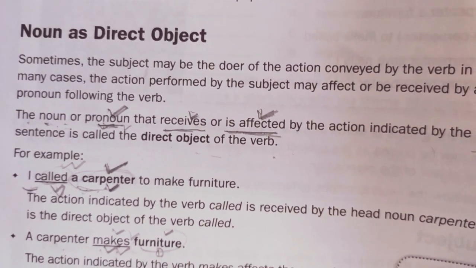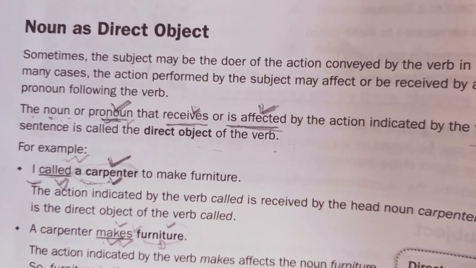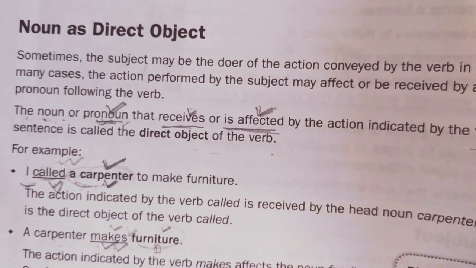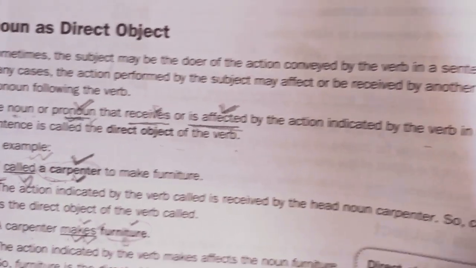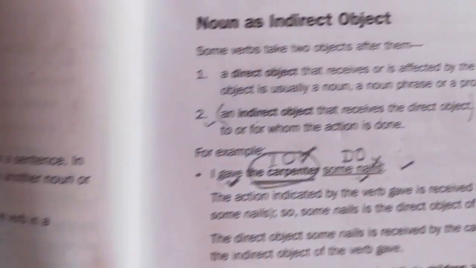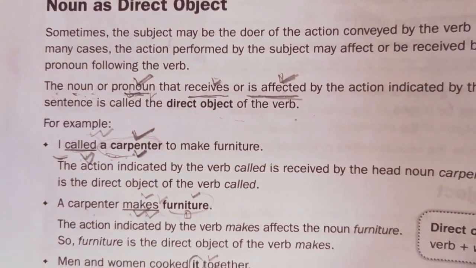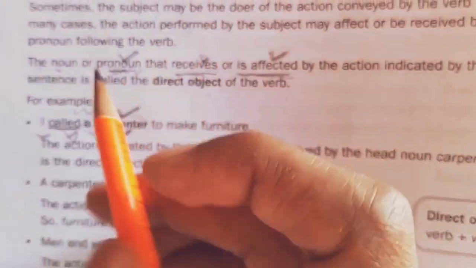Morning students. In the previous video we learned the function of noun as subject. In today's video we are going to discuss noun as direct object and as indirect object. So let's begin with the definition of noun as object.